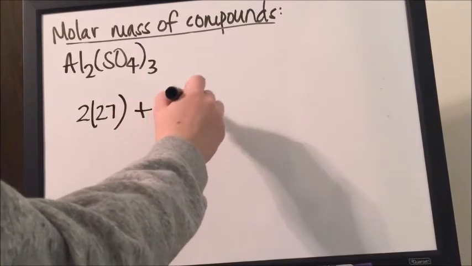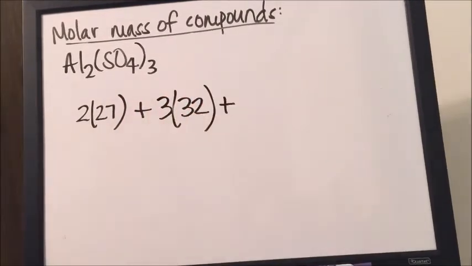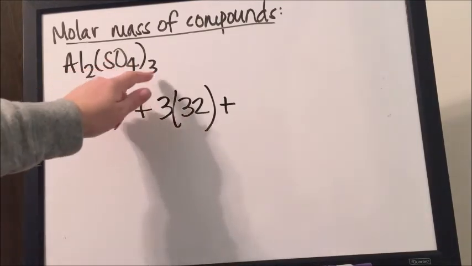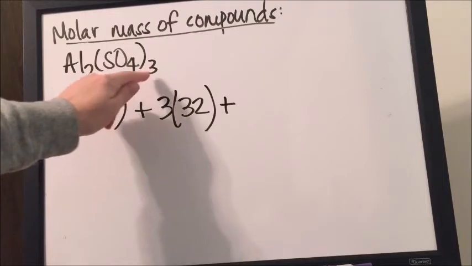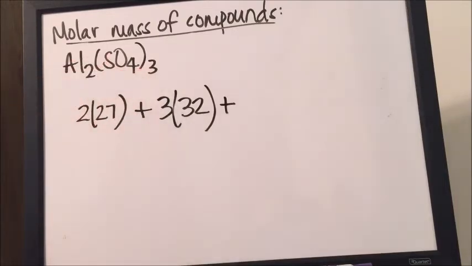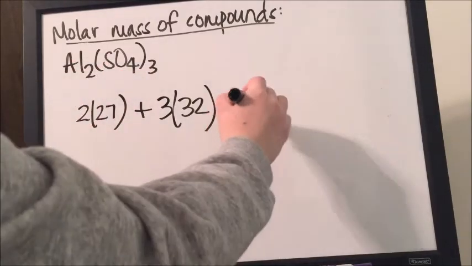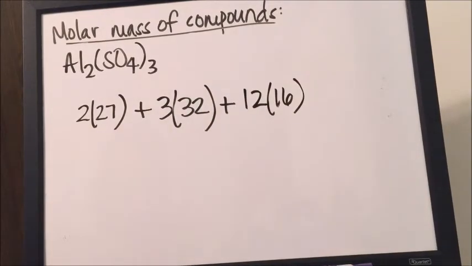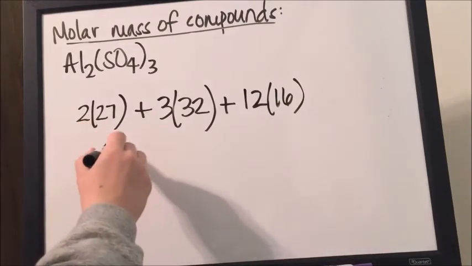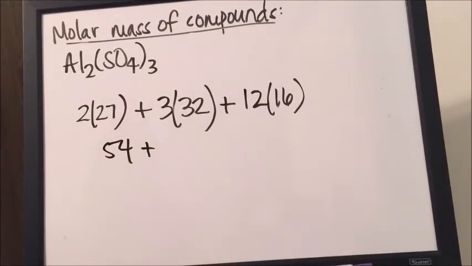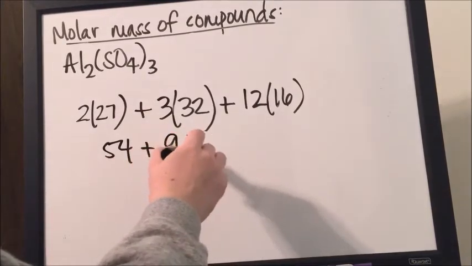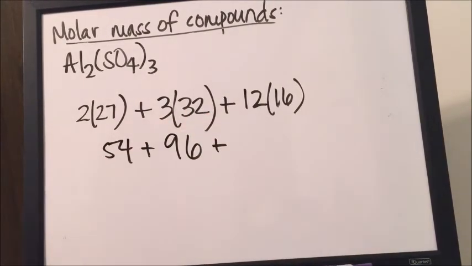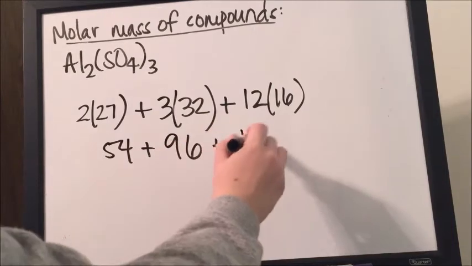Sulfur's mass is 32. And I have, don't mind my dogs, they're at the door trying to get in. I distribute my 3 here, and I have 3 times 4, which is 12 oxygens. So 12 times 16. So this is obviously kind of a big molar mass. I'll just do it in parts. 2 27s are 54. 3 32s are 96. And 12 16s are 192.